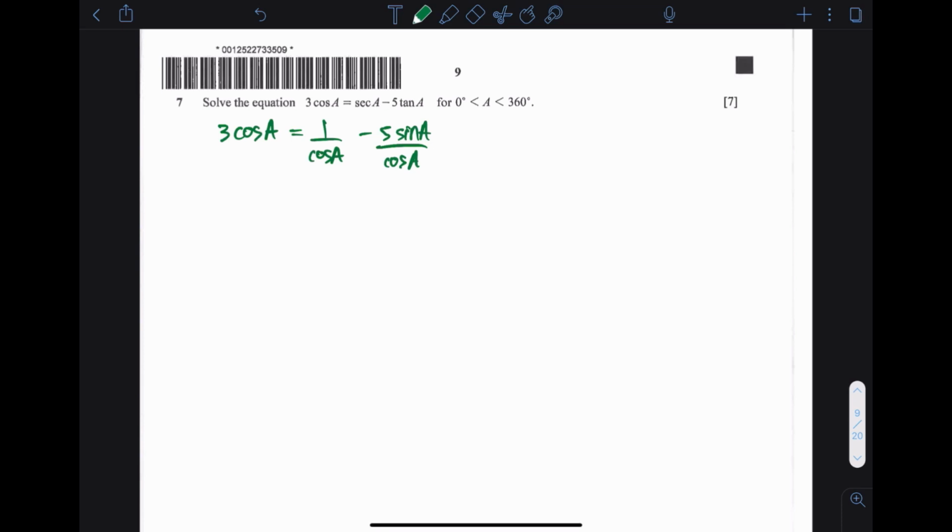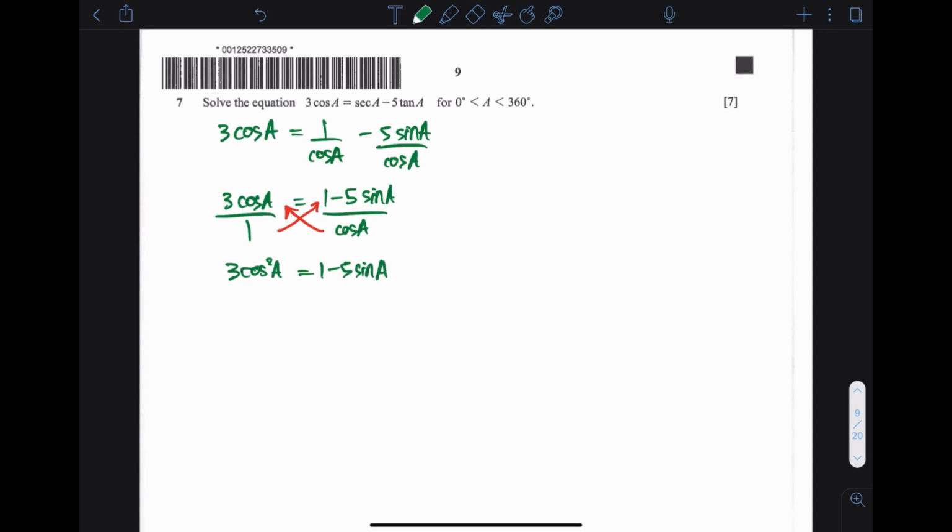Okay, too many cosines. Let's try to simplify the right hand side, giving us 1 minus 5 sine A over cosine A. The left side is 3 cosine A over 1. I'll cross multiply the equation, so multiply here and multiply there. This will give us 3 cosine square A equals 1 minus 5 sine A.